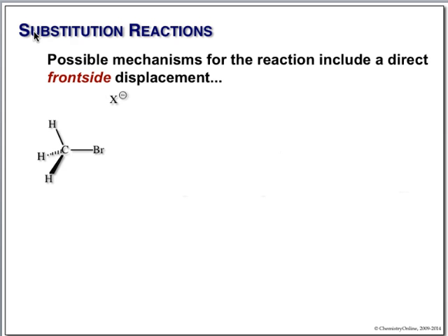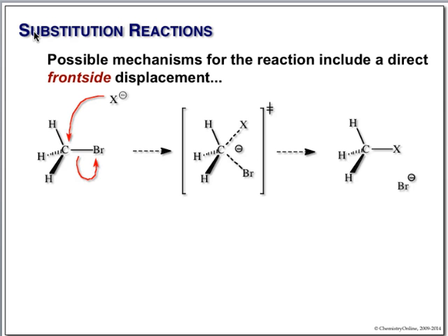In our front-side displacement, we would simply say that the nucleophile attacks, this leaves, and we have a transition state that looks like this. Again, this is a bimolecular transition state because the nucleophile and the electrophile are both in the activated complex. This would give us this product, and again, bromide anion.